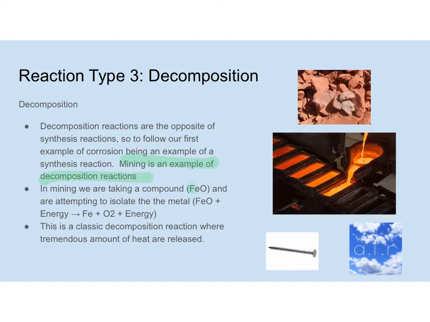We're taking a compound like FeO. We go to the ground and we find this rock, FeO, and we are attempting to isolate the metal. So we want FeO with some energy. We're going to put a little bit of energy in originally, and what's going to happen is we're going to get pure iron and then oxygen gas to come out, and what we're after is just the pure iron. So we take this rock, we heat it all up, in a process called smelting, and through that smelting process, we're going to end up with two things: pure iron, which we can use then to make that nail, and oxygen gas that gets released during the process.